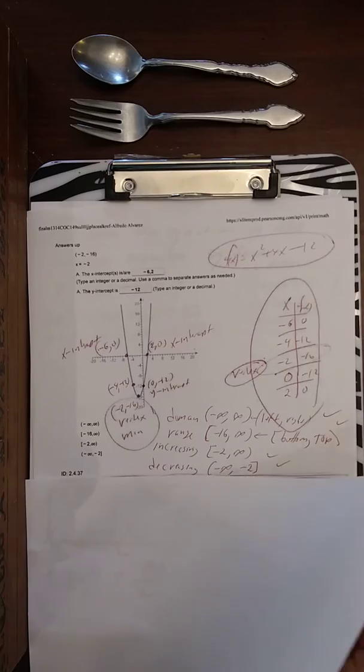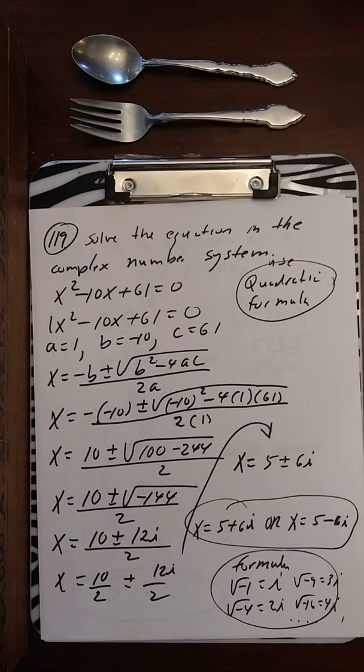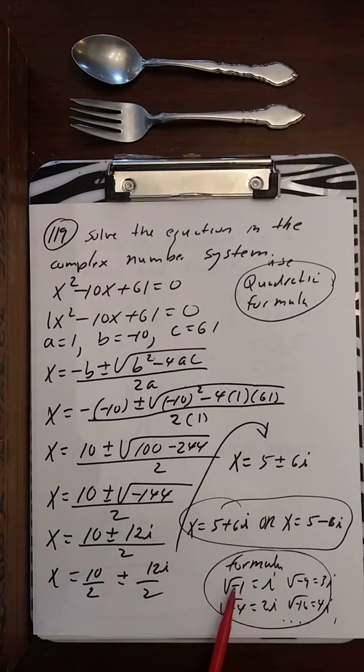Okay, let's go to the next question. Solve the equation in the complex numbers. You might have i stuff like this. The square root of negative 1 is i, the square root of negative 4 is 2i, negative 9 is 3i, the square root of negative 16 is 4i, something like that.